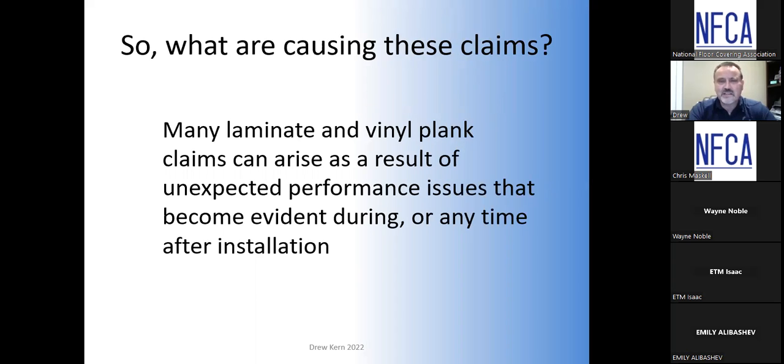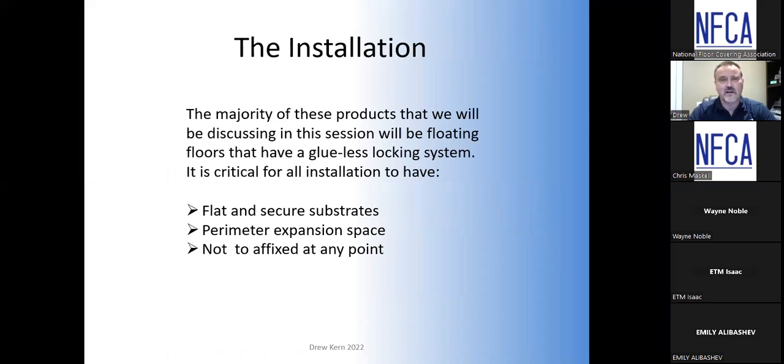But what is causing these claims? Why are we having all these problems? A lot of it comes from unexpected performance issues that become evident after the installation. Now, is this because the product was oversold? Yeah, it could be. The flooring store, the point of sale, overselling it, selling it as bulletproof and it's not. It could be specified wrong. We could have residential products in commercial applications. So there are a lot of unexpected performance issues, and we're going to talk about those later on in claims as well.